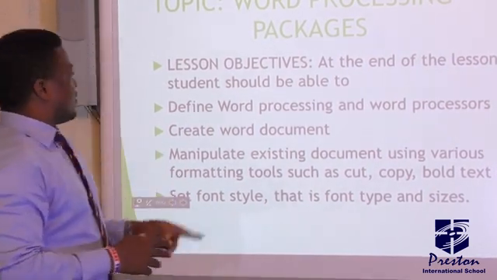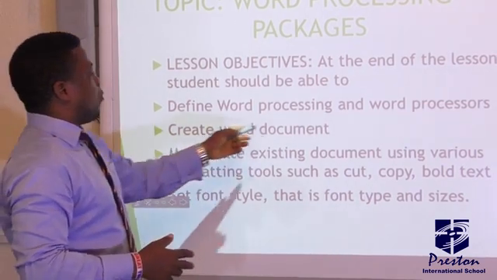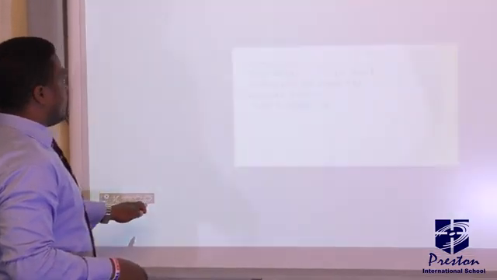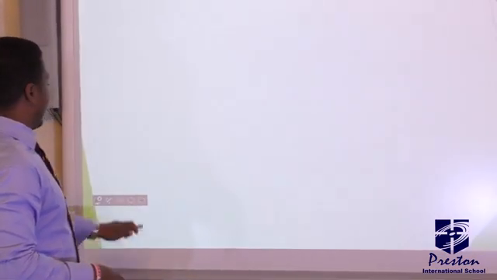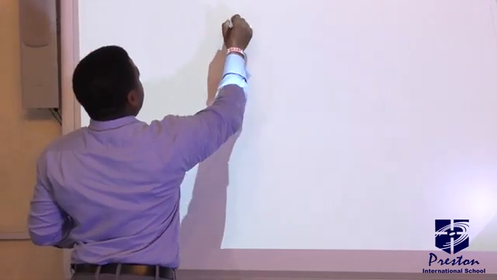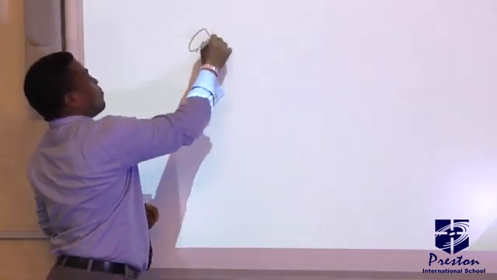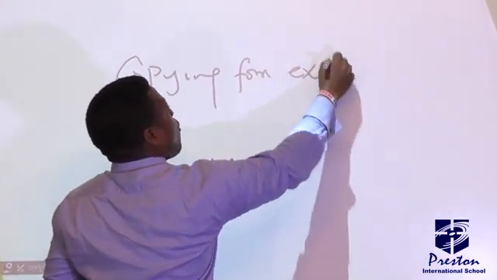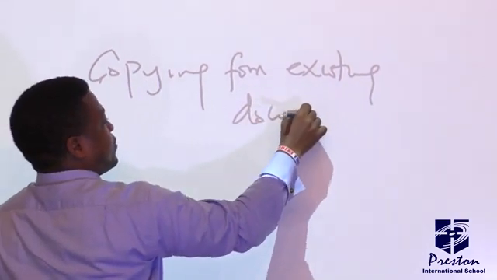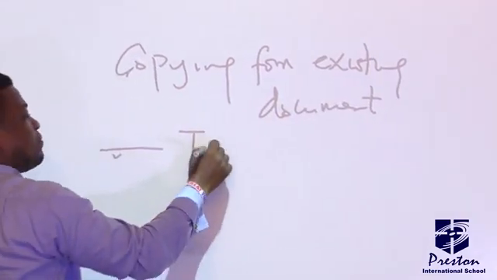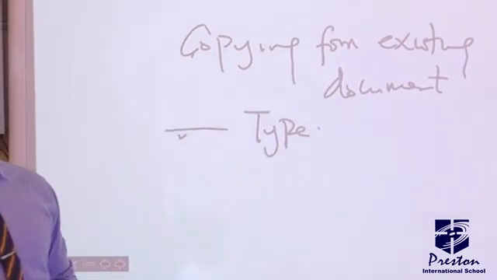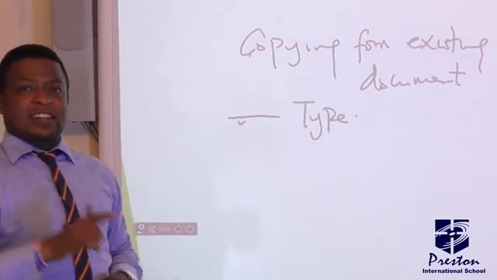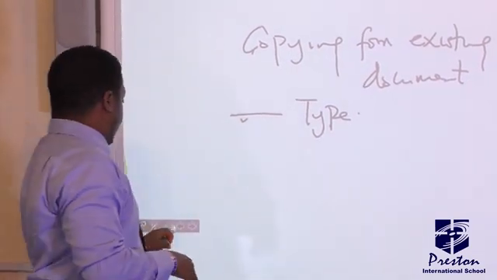Okay, move on to the next objective. How do you create a Word document? Now, you can create a Word document by either copying from an existing document, or you type yours. Those are the two ways. Either you copy from an existing document or you type your own document afresh. So in this lesson, you're actually going to type. I want to see your speed in typing.